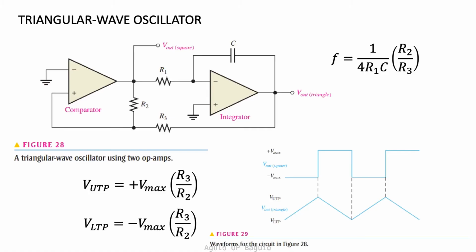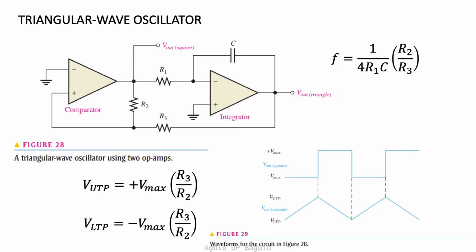The triangular wave oscillator generates a triangular wave as well as a square wave output. It has two output terminals, one corresponding to the square wave output and the other to the triangular wave output. If we set the initial output signal of the comparator to be negative, then this signal is fed into the inverting input of the integrator. The output is a signal that ramps up. Once this signal reaches the upper trigger point, or UTP, then the comparator switches to its maximum positive level.